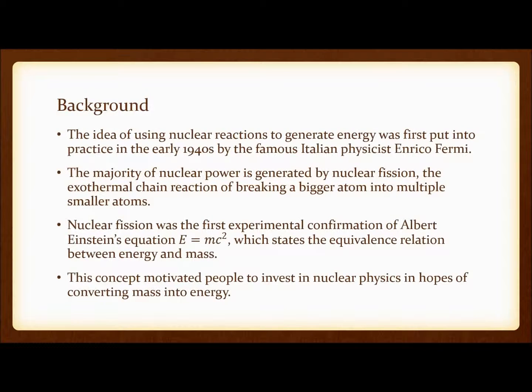Background. The idea of using nuclear reactions to generate energy was first put into practice in the early 1940s by the famous Italian physicist Enrico Fermi. The majority of nuclear power is generated by nuclear fission, the exothermal chain reaction of breaking a bigger atom into multiple smaller atoms. Nuclear fission was the first experimental confirmation of Albert Einstein's equation E=mc², which states the equivalence relation between energy and mass. This concept motivated people to invest in nuclear physics in hopes of converting mass into energy.